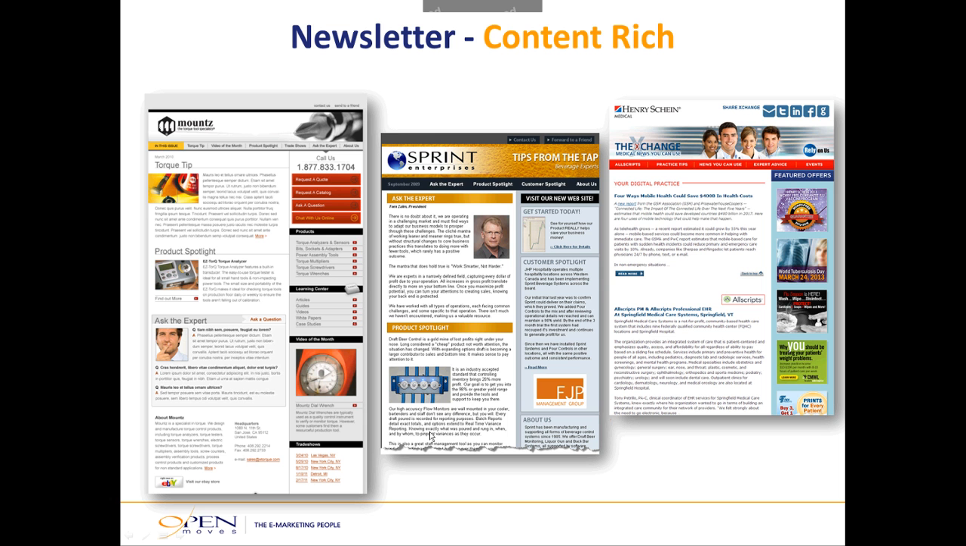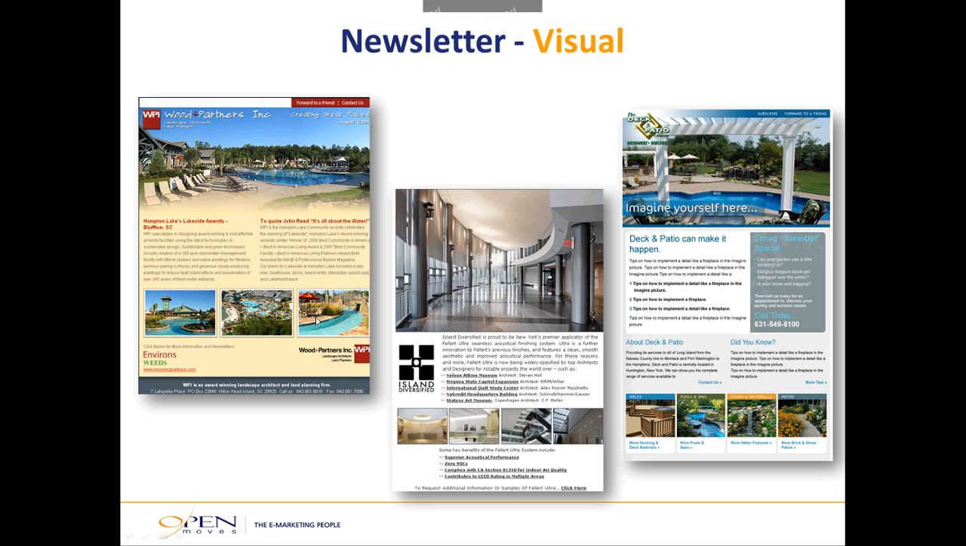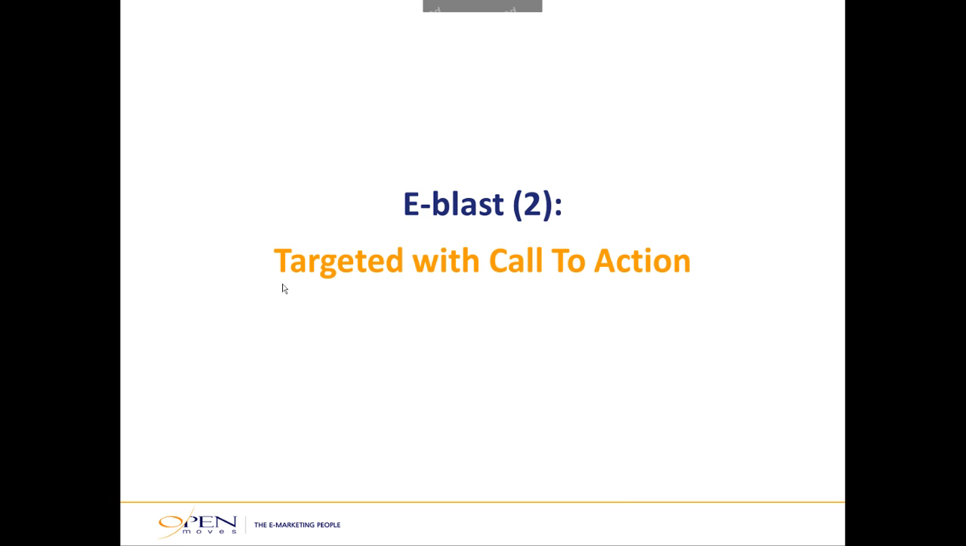If you have a visual business, like an architectural or design or landscaping, something like that, your newsletter is going to be a lot more visual, which would look like this. So it's more eye candy, where the pictures are doing the talking rather than a lot of words. The second type of email after the newsletter is what we call an e-blast. And that is usually something that's very specific, targeted with a call to action.